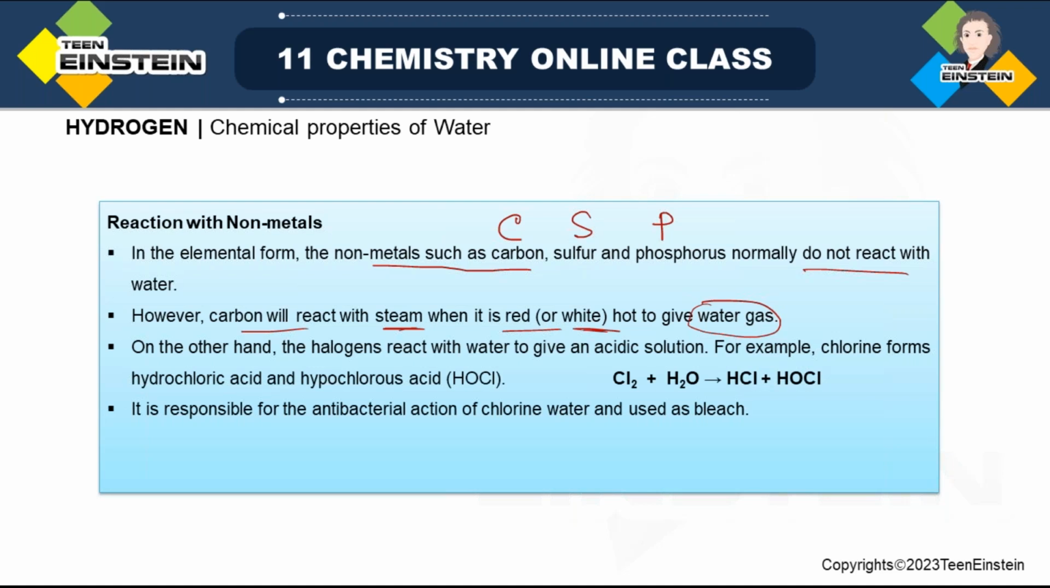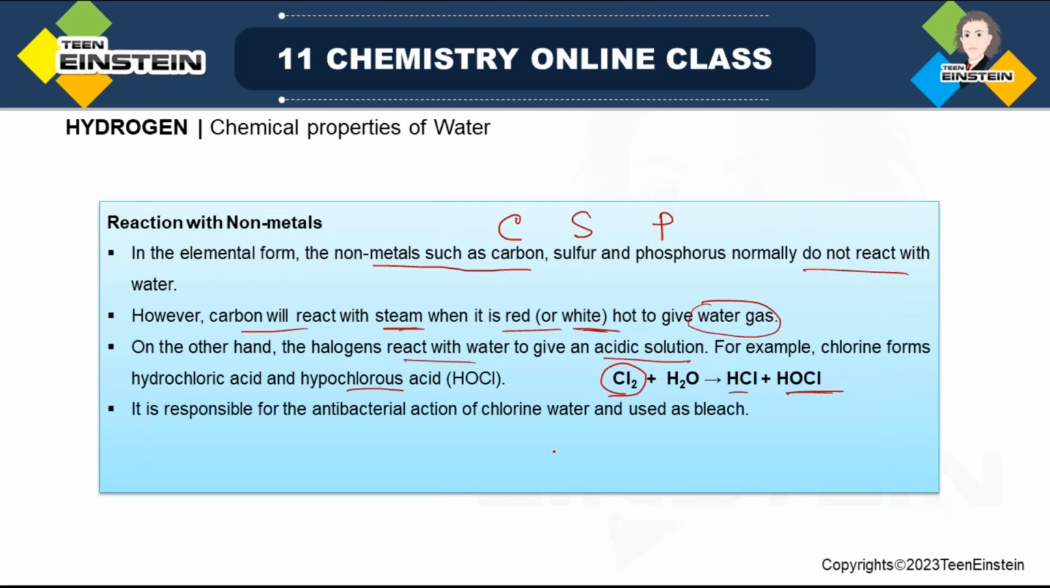What about halogens? We are talking about non-metals, so obviously we have to mention halogens. Halogens react with water and give us an acidic solution. Suppose you have taken chlorine, and when chlorine reacts with water, there is formation of two different products. One is hydrochloric acid, that is HCl, very common. Another one we obtain here is HOCl. This is known as hypochlorous acid.